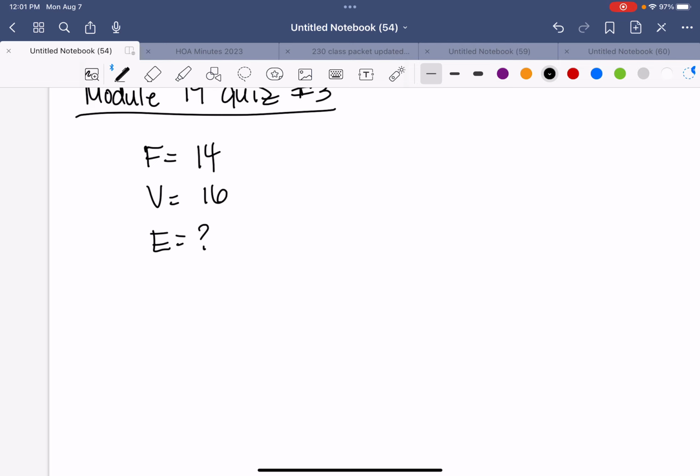And what you're going to do, which is correct, is to go to your Euler's formula. So Euler says that your number of faces plus the number of vertices is equal to the number of edges plus 2, right? If you add 2 to the edges, then that's the same as the faces plus the vertices. So what you want to do is go ahead and plug your numbers in. So this would be 14 plus 16 equals E plus 2.